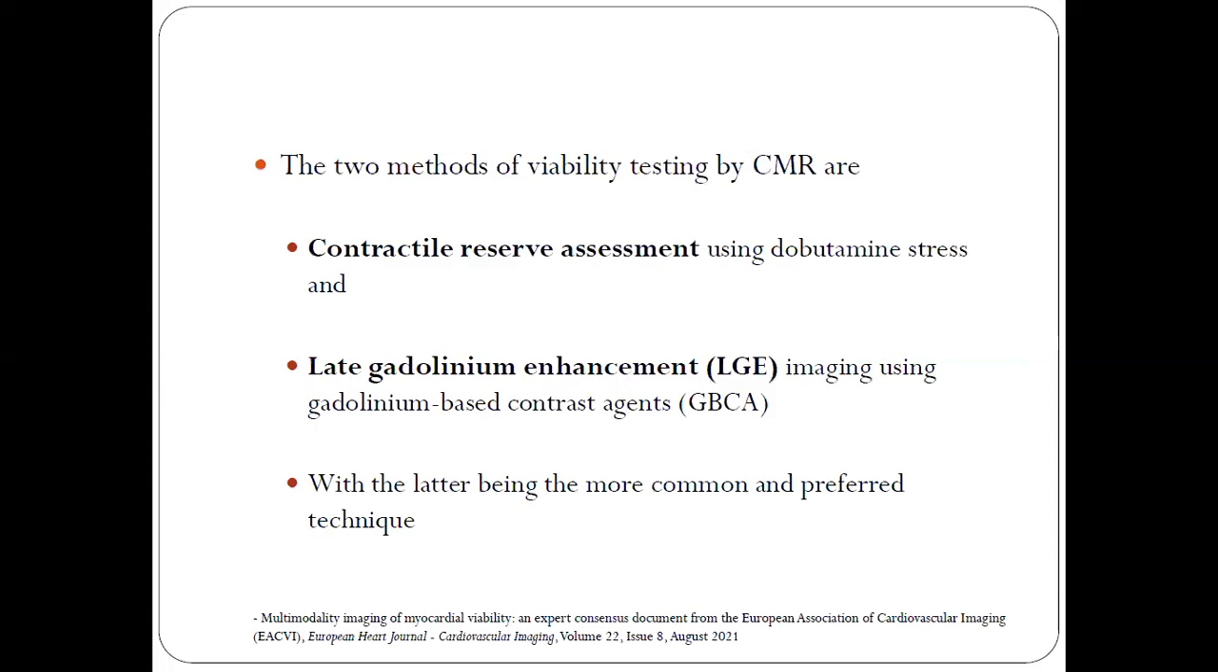Coming to cardiac MRI, there are two methods of viability testing by cardiac MRI. We can use either contractile reserve assessment using dobutamine stress MRI, or you can check late gadolinium enhancement imaging using gadolinium-based contrast agents, with the latter being the more common and preferred technique.